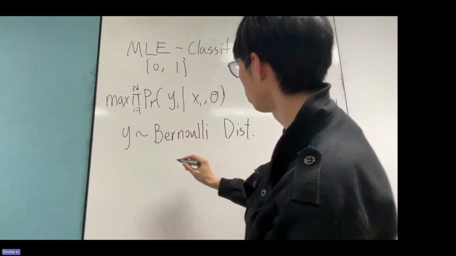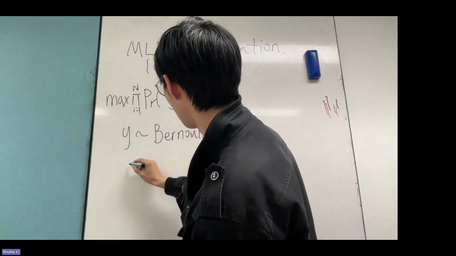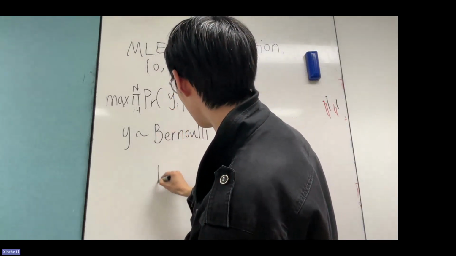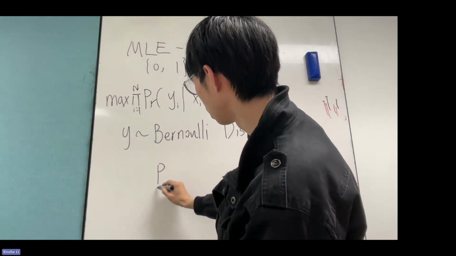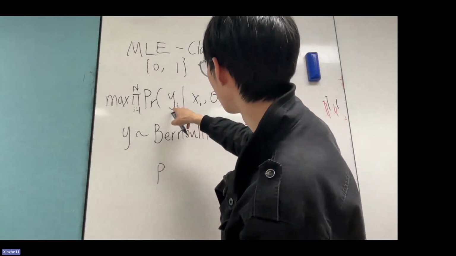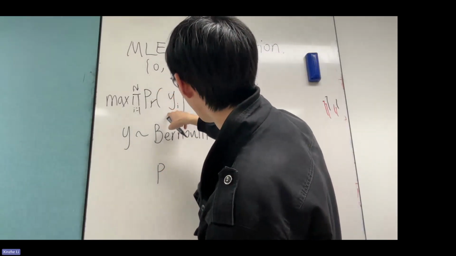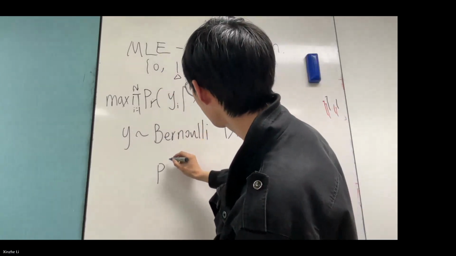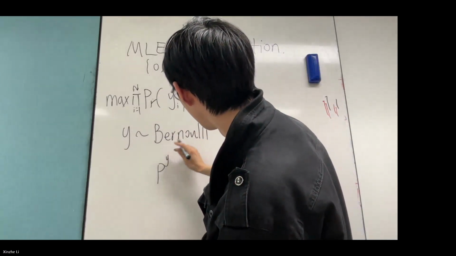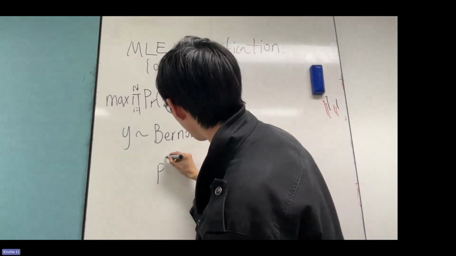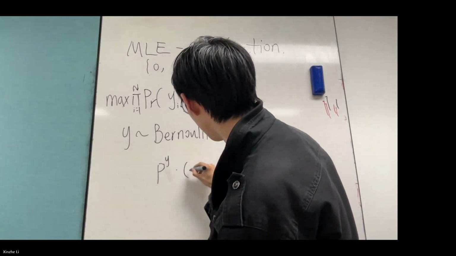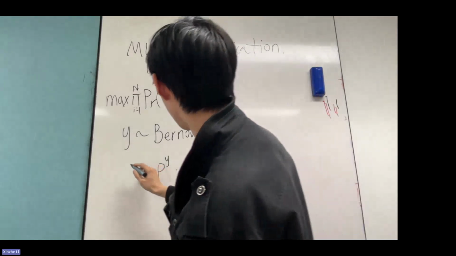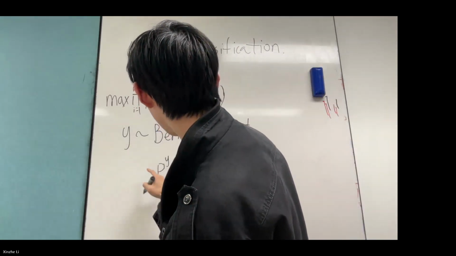What is Bernoulli distribution? Bernoulli distribution is like we have a random variable. Here the random variable is y, right? So I have a probability of p. The p is a probability of the random variable equal to a target label. Maybe here is 1, right? So the distribution function would be p^y (1-p)^(1-y). So then this is the distribution, okay?